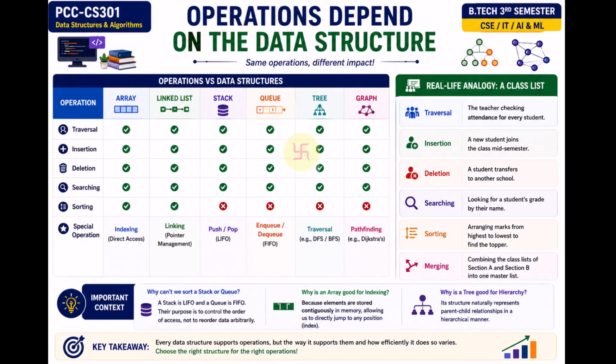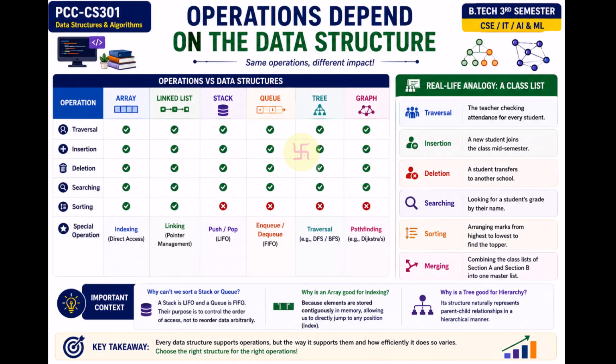And finally, here is one of the most important ideas of this lecture. The same operation can have a different impact depending on the data structure we choose. For example, an array is excellent when we need direct access using an index. A linked list is useful when frequent insertion and deletion are required. A stack is designed around push and pop operations. A queue is designed for first in, first out processing. Trees are naturally suitable for hierarchical data, and graphs are powerful for representing networks and solving pathfinding problems.